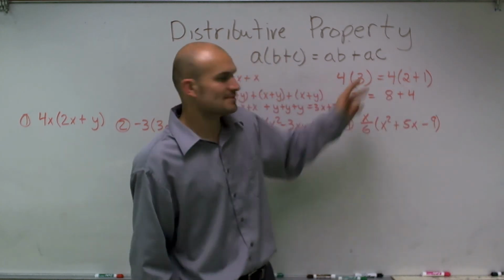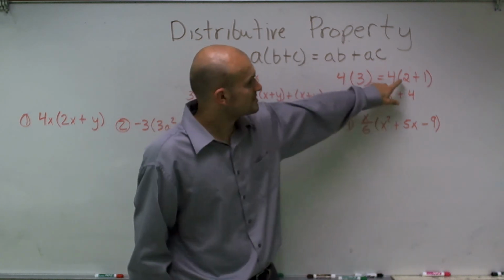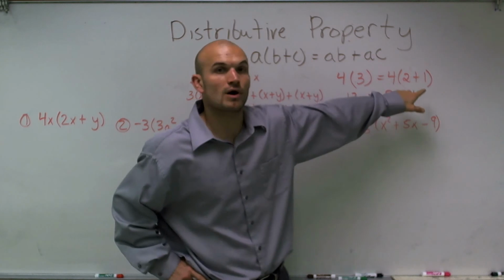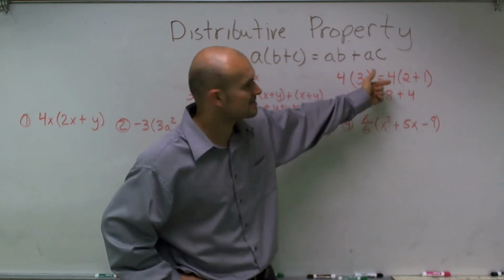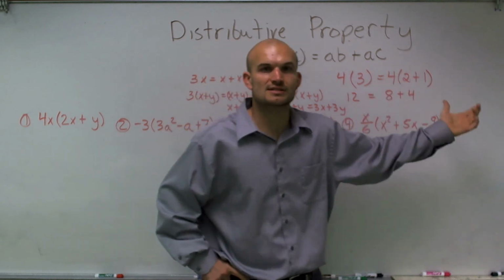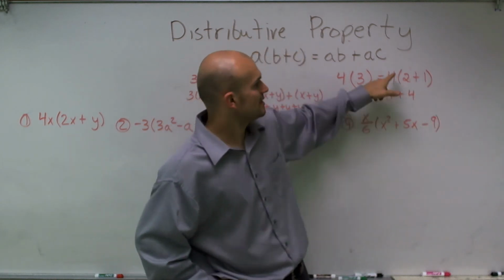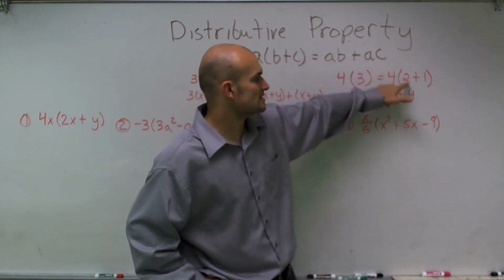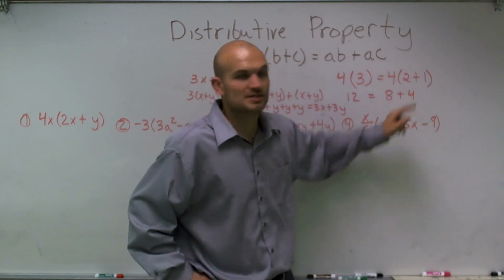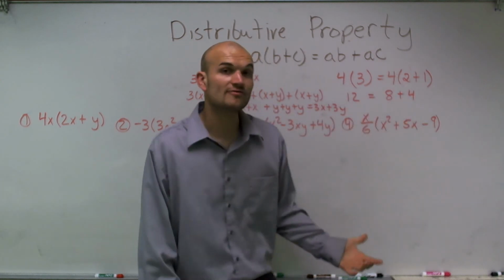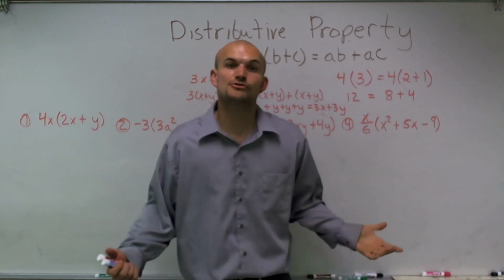Multiply 4 times 3, that's just a number times a number. We're going to get 12. However, since I rewrote it as 2 plus 1, I'm going to have to use the distributive property. Now, obviously, if you're simplifying a problem, you could just add those together and multiply. But for my case here, if I use the distributive property, I have 4 times 2, which is 8, plus 4 times 1, which is 4. Therefore, 8 plus 4 we know is going to equal 12. So the distributive property works.